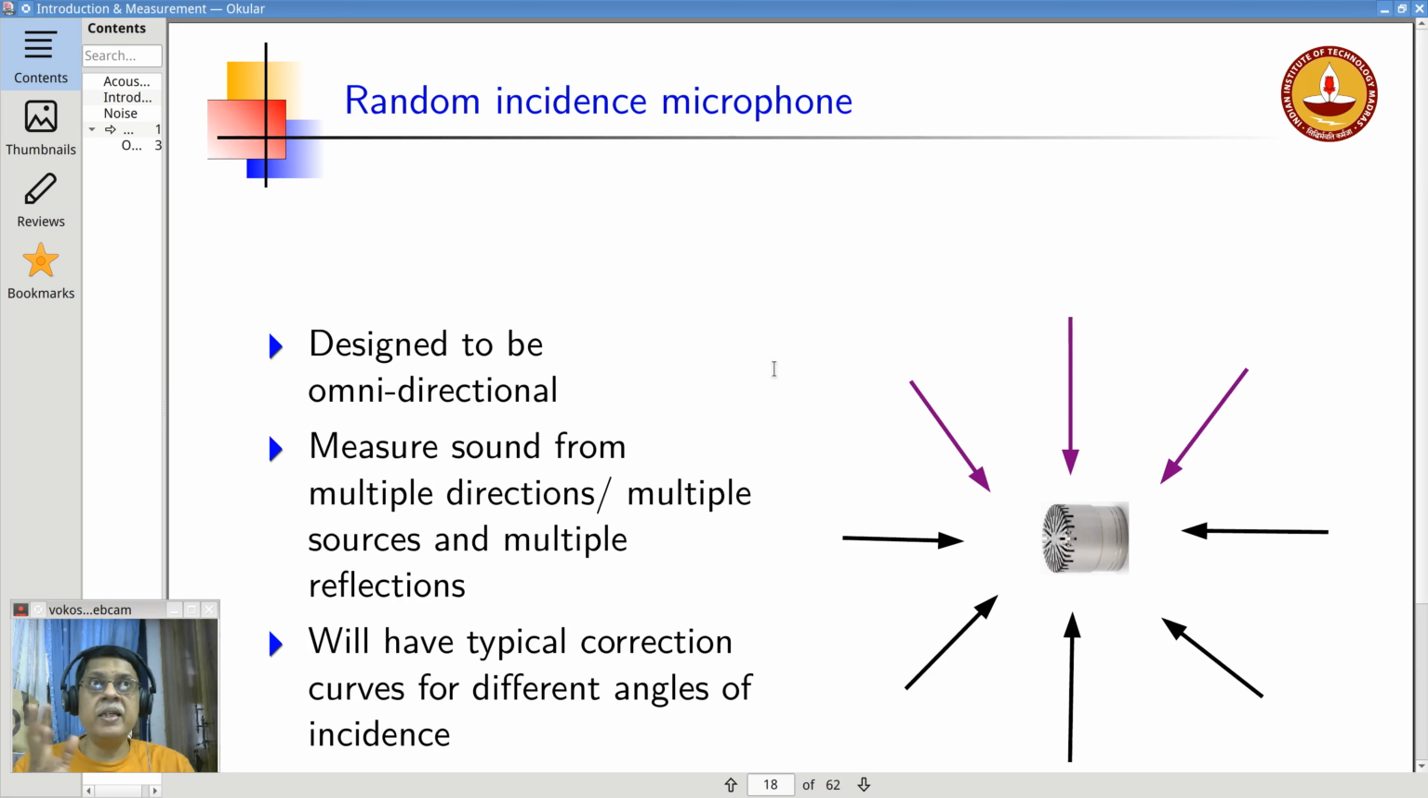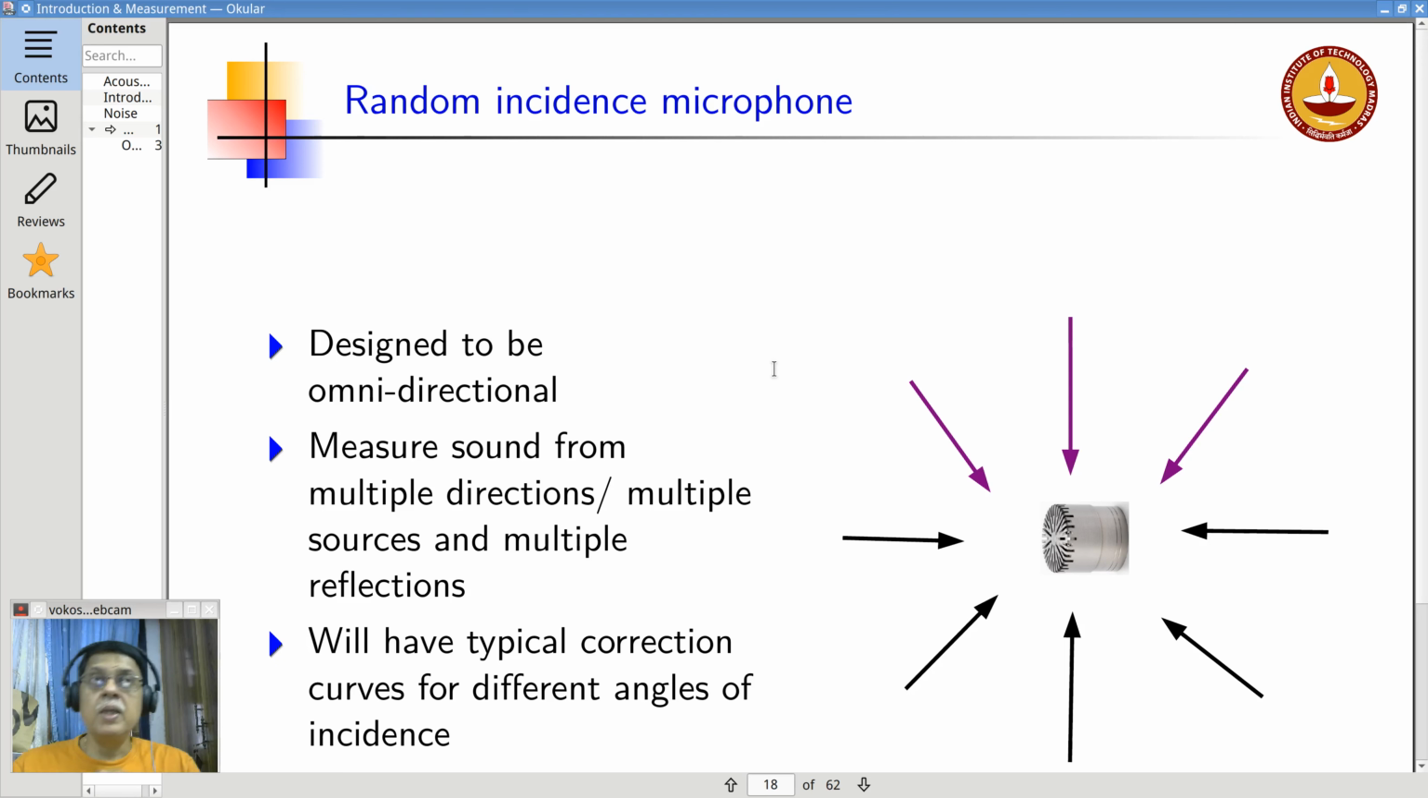I told you about a diffuse field, where the sound appears as though it comes from everywhere. This microphone is designed to measure such things where the sound can come from anywhere. So if you have multiple sources in a room, or sound appears to come from multiple directions, then this is the kind of microphone that you need to use.